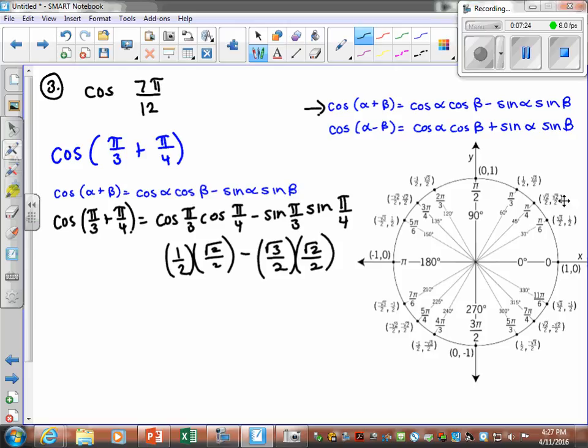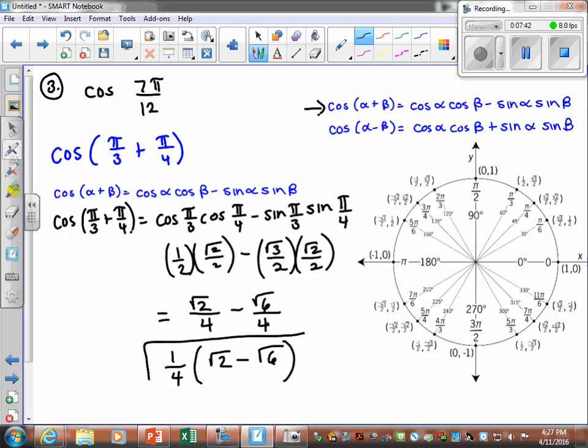Okay, now let's multiply this. That's just going to give us the square root of 2 over 4 minus the square root of 6 over 4. Once again, we can factor out a GCF of 1/4. So if I pull a 1/4 out of the first one, I'll be left with square root of 2 minus the square root of 6.